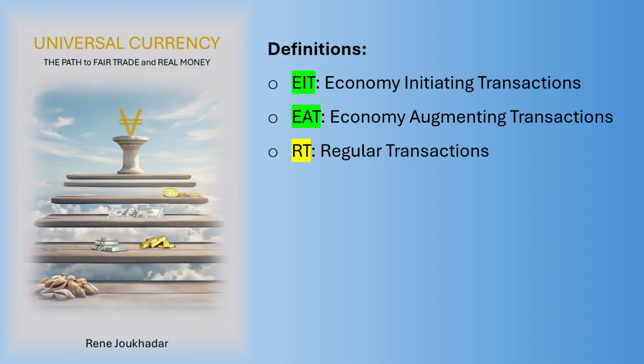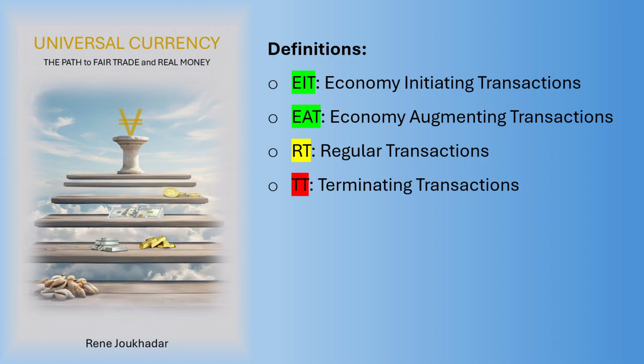And then we have regular transactions, RTs. These are transactions between any person or entity when they are paying each other, but that does not involve any new money creation. It's just dispersing, with a P, the money that's already created in an EIT or EAT.